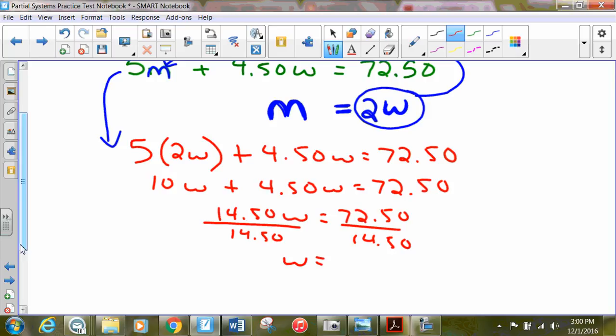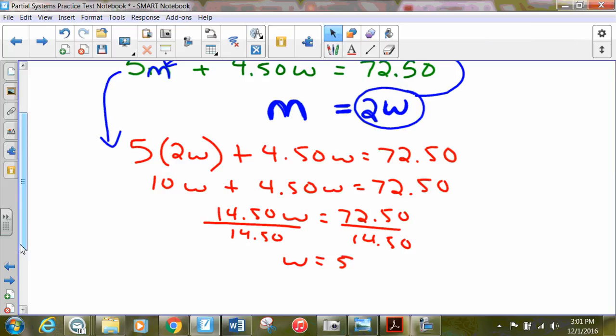So let's think about this. How many times is 14.5 going to go into 72.5? How about 5? I think that's going to do it. What does W even stand for? It stands for the number of wipes. So I only bought 5 wipes. That's really not going to help us, is it? I guess I'm replacing some wipes.